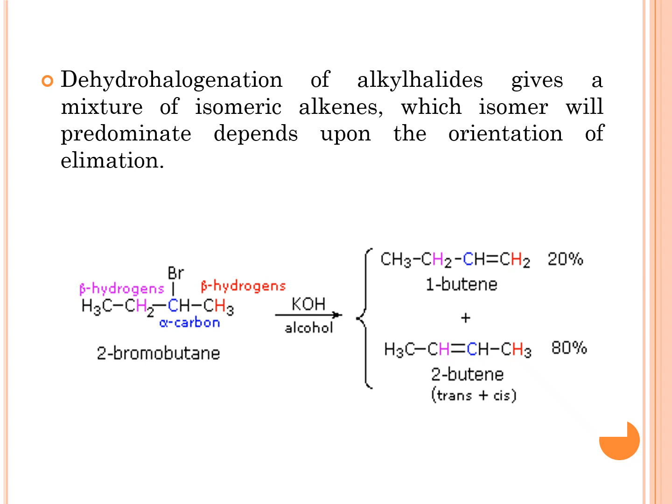So here is one example, 2-bromobutane. You can see the beta hydrogens in color, and the alpha carbon. Both the beta hydrogens can eliminate, and we can expect two products, that is 1-butene and 2-butene. Here 2-butene is preferred and it will get 80%, and 1-butene 20%.